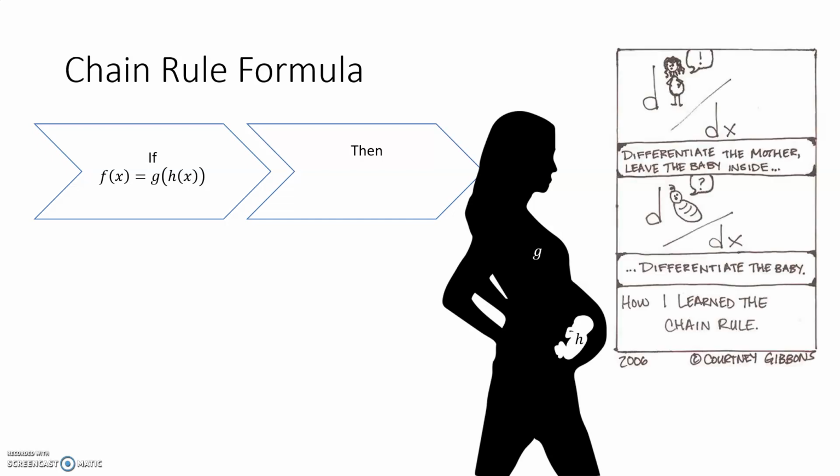And here's the way to remember it. You differentiate the mother and you leave the baby inside. And then you multiply by the derivative of the baby. So it goes like this. f prime of x: take the derivative of the mom, leave the baby inside, and then take the derivative of the baby.